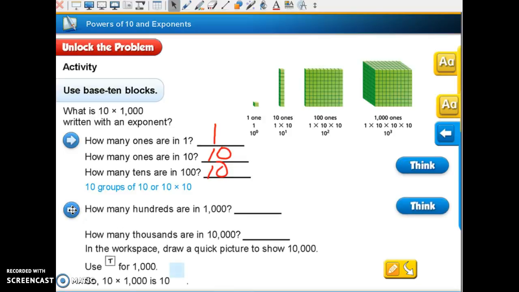How many hundreds are in 1,000? Morgan? 10. How many thousands are in 10,000? Logan, how many thousands are in 10,000? 10. Use T for thousands.